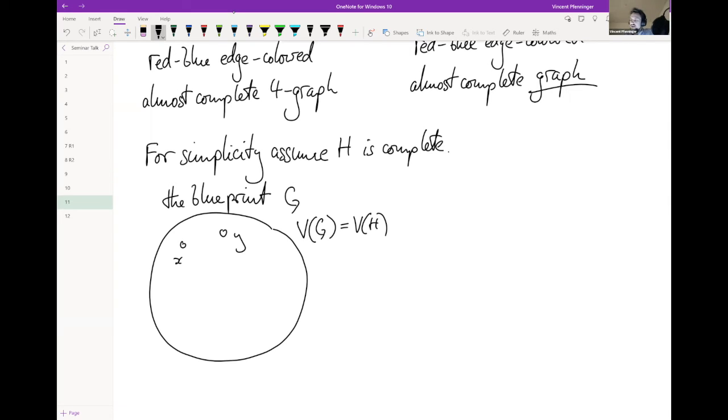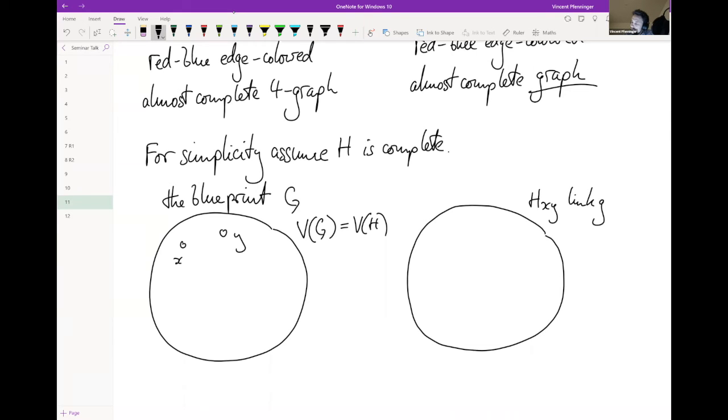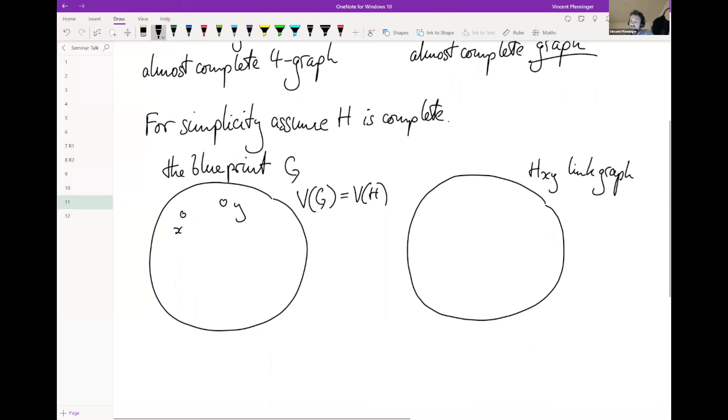Okay, so consider any edge. We'll pair vertices X and Y. Then to determine how we will color them, we look at what is called the link graph of H with respect to X and Y. Okay, so what is the link graph? So the link graph has an edge UV if and only if XYUV is in H. Okay, and of course, if H is complete, this is pretty meaningless because it just means that the link graph is also complete, but we also inherit the coloring.